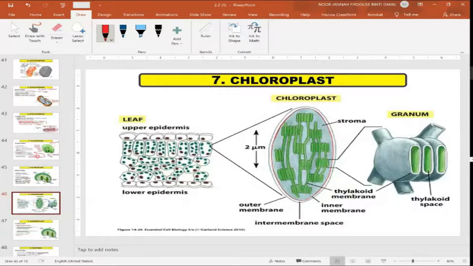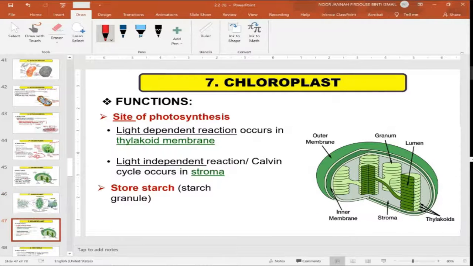So chloroplast can be found on the leaf of plants. Dekat pokok, dekat daun, sometimes ada juga dekat sekeliling batang pokok yang muda. Chloroplast is a site for photosynthesis, where light dependent and light independent reaction occurs. Chloroplast also functions to store starch.